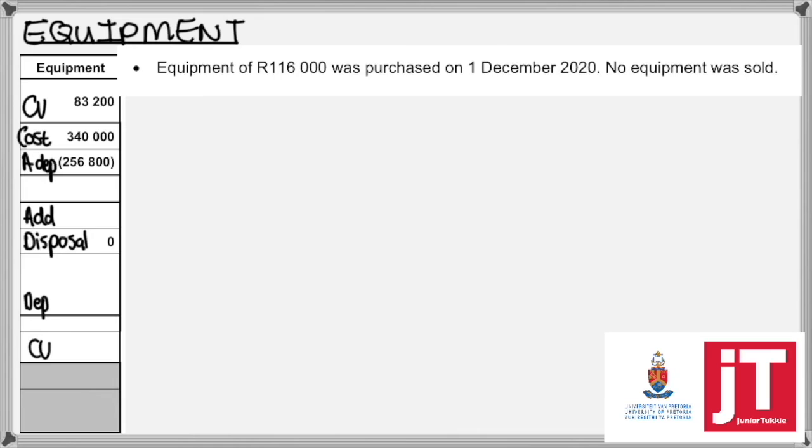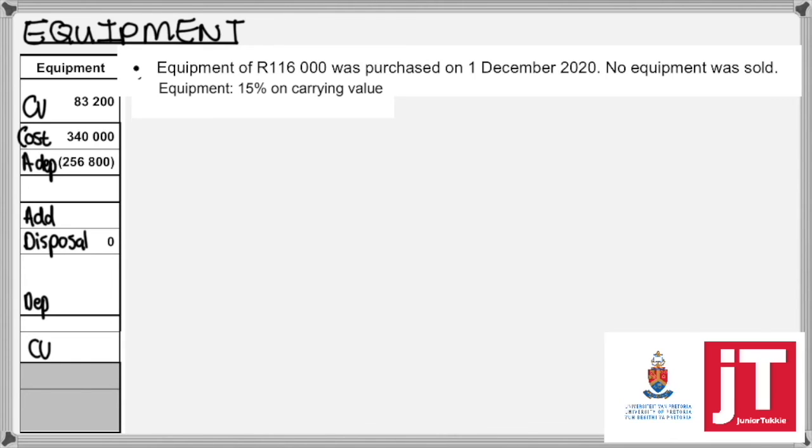Looking now at equipment. Equipment of 116,000 was purchased on the 1st of December 2020. No equipment was sold. Equipment is calculated at 15% per annum on the carrying value. The carrying value means diminishing balance method, book value. How do we get the carrying value? We take the cost minus the accumulated depreciation.